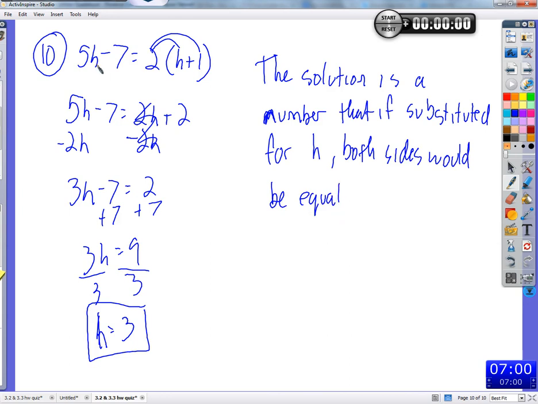So we put 3 there, we got 15 minus 7 is 8. And we got a 3 here, 3 plus 1 is 4, 2 times 4 is also 8. Both sides of the equation are equal. So from the very beginning, that's what we were looking for. We were looking for that value of H, that if we put that number in there for H, both sides would be equal. What is that value?